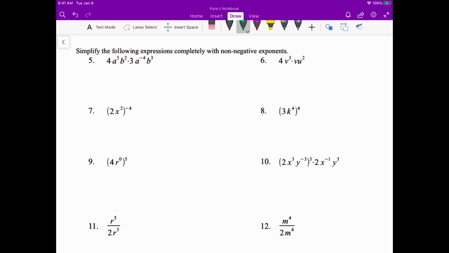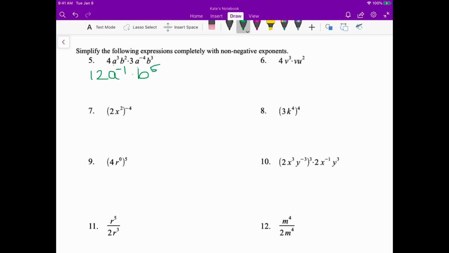I do have some numbers though. I have 4 and 3, and 4 times 3 is 12. And then I would have a to the third times a to the -4th. So I would add 3 plus -4, and I would get a to the -1. Then I have b squared times b to the third, and I would add those exponents. So that would be times b to the 5, since 2 plus 3 is 5.